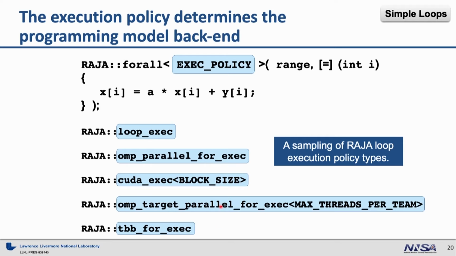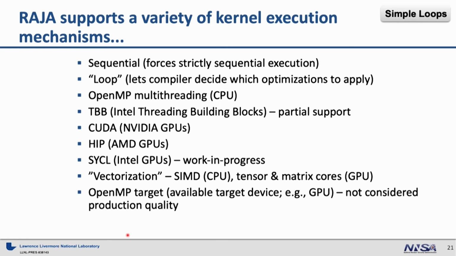This is the OpenMP target, and we even have Intel Threading Building Blocks as well. Okay, and this is a more complete set. Some of the execution policies that I didn't go over are sequential, which puts a pragma no vector on top of your for loop so that you force yourself not to be vectorized and you force yourself to run sequentially.